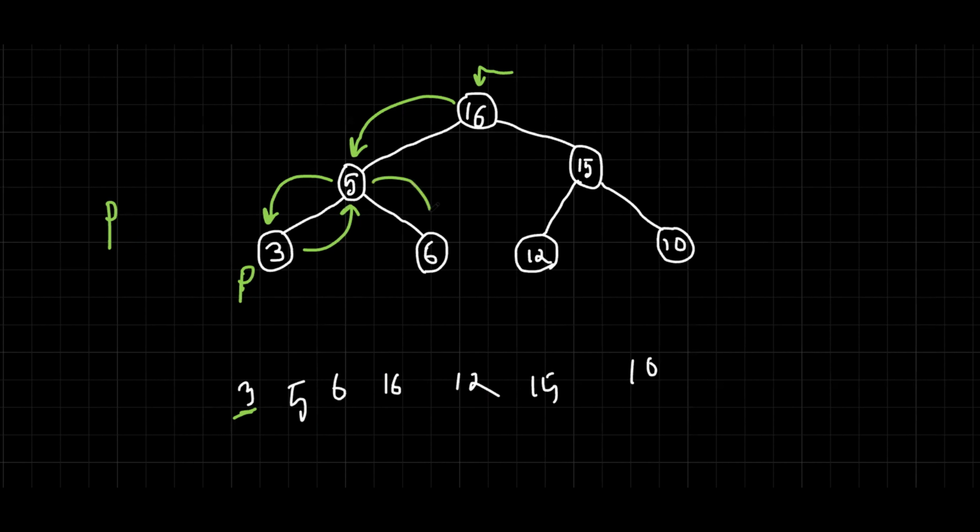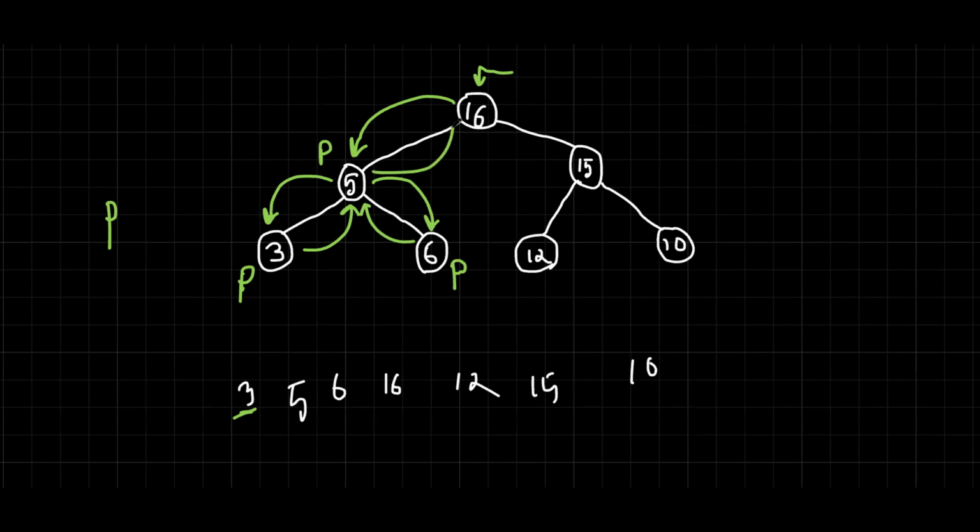Now from 5, it will go to the node 6. Now we have to make the value 5 as the previous node. So from 6, 6 is always greater than 5. So we don't have to do anything here. We will get back, return. Now 6 will become the previous node.